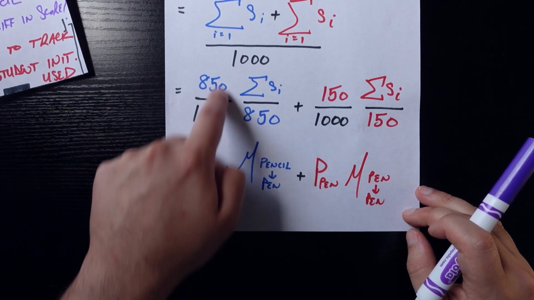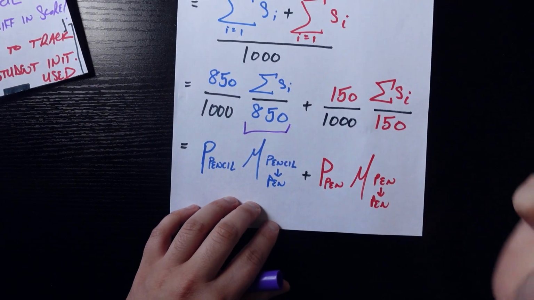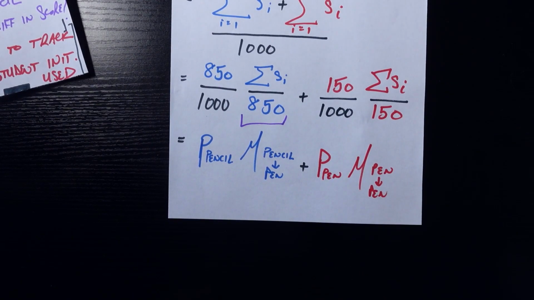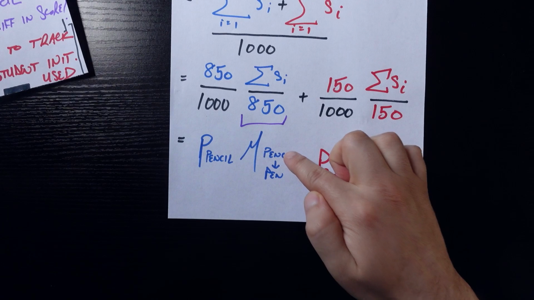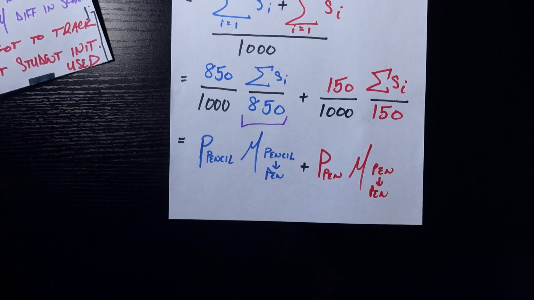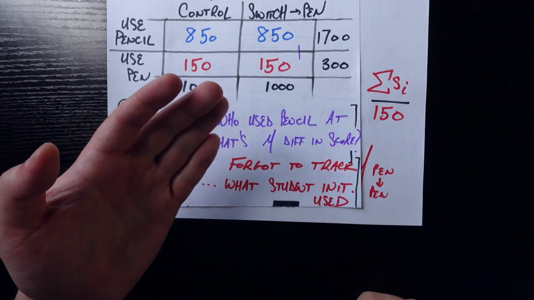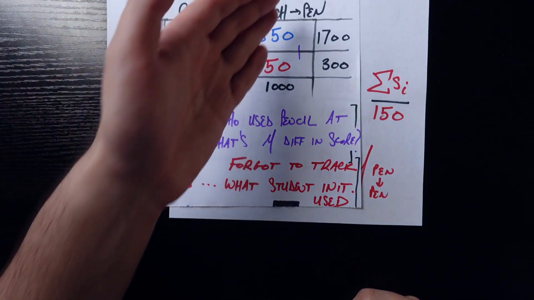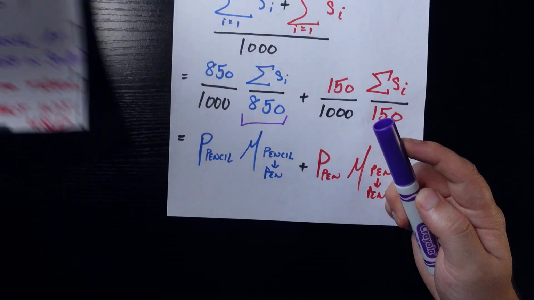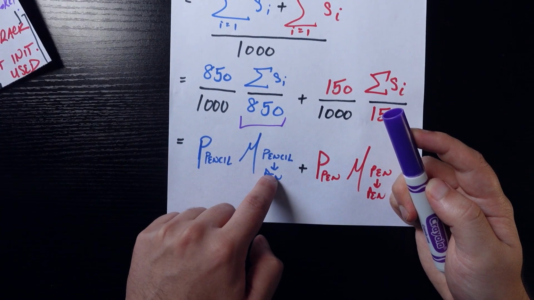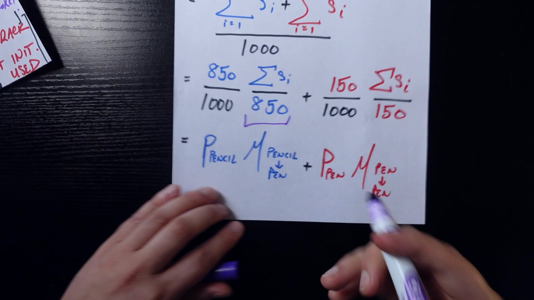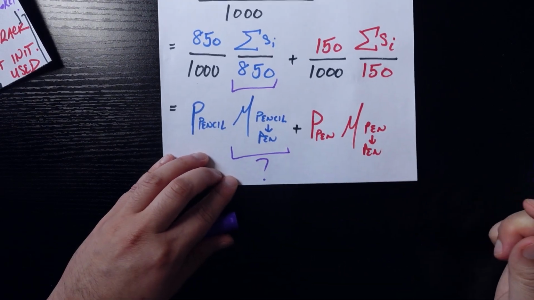Now what is this guy here? What is the sum of SI over 850? That is the average test score for the students who are made to switch from pencil to pen, right? Because we're talking about exactly these 850 students, who are the students who are originally using pencil and made to switch to pen for this experiment. And so that is the quantity that we're actually after right now. So this is the unknown for us right now.